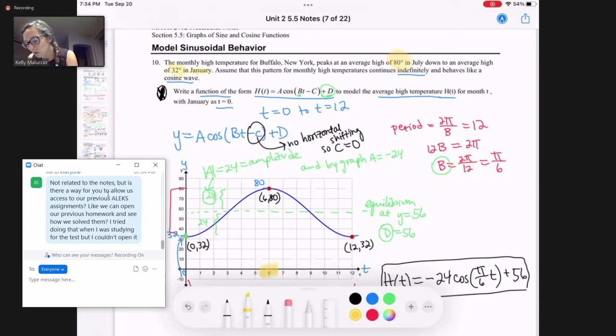And then 32 was in January, right? And that's at our 0, 32. Then we had 12, 32 because we went all the way back to January, and then 6, 80. So from those 3 points, I mean, sketching the curve doesn't really matter, but from those points, you can see if we're assuming, like the problem said, that it's a cosine wave, and it goes up and then down, that'll give you the period and the amplitude. You can figure that out just based on those points.